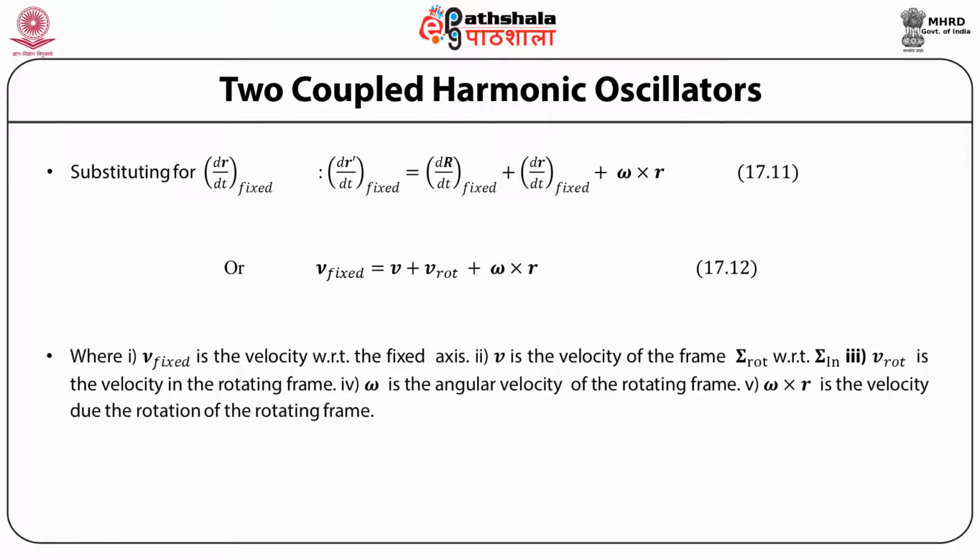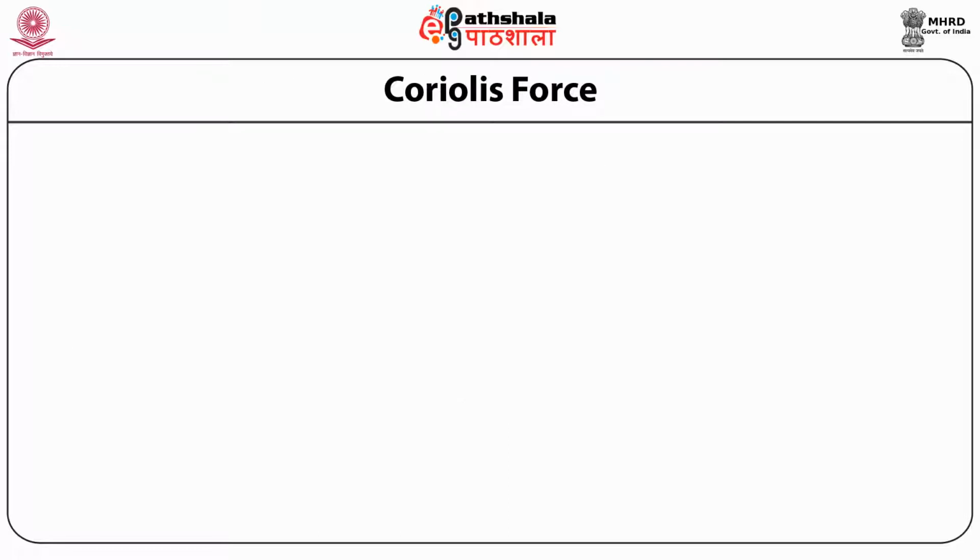That is, the velocity with respect to the fixed axis is equal to the velocity of the rotating frame with respect to the inertial frame, namely v, plus the velocity in the rotating frame, that is v rot, plus a term omega cross r. Omega cross r is the velocity due to the rotation of the rotating frame. We will now discuss the Coriolis force.